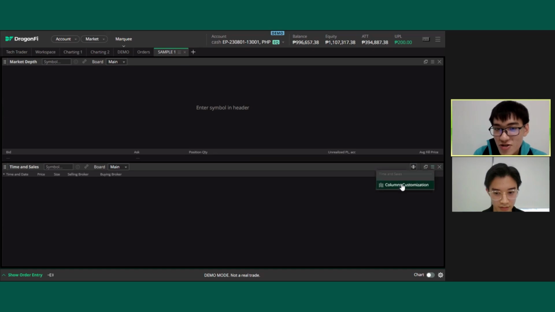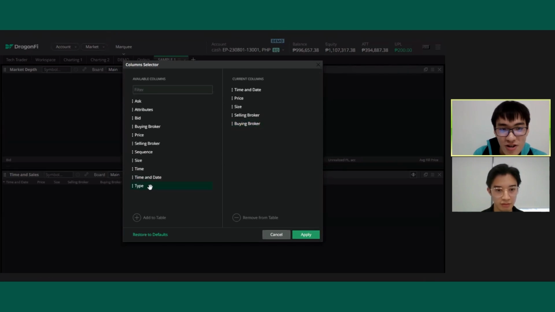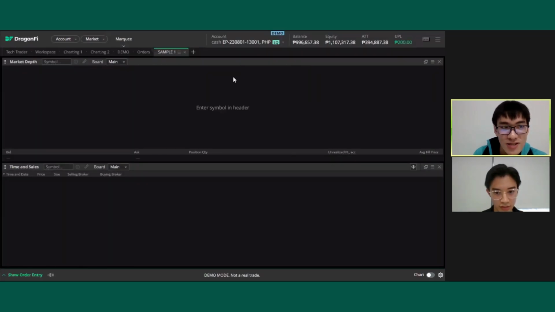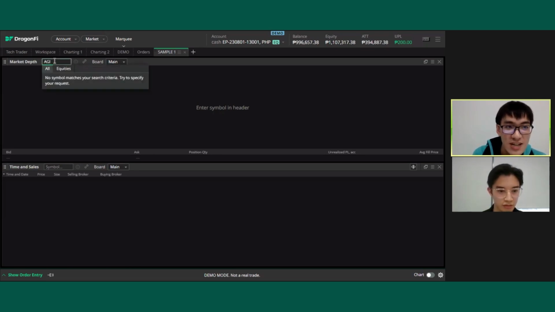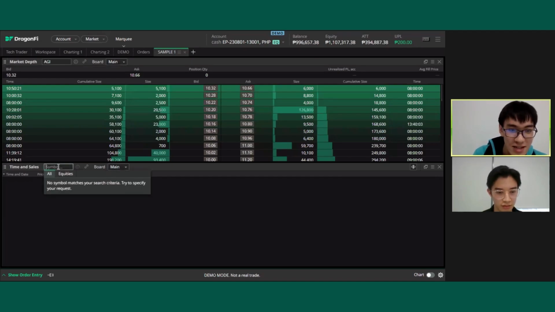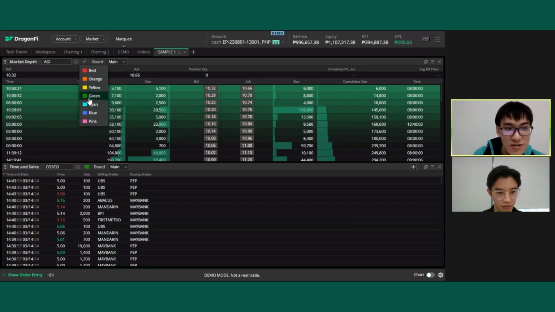So you can also adjust whatever information you want. You can put all these different types here, so it's all customizable, right? Let's say AGI, just search it there, then link it to the market depth. So let's say green again, green again.